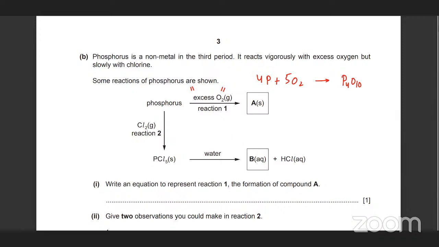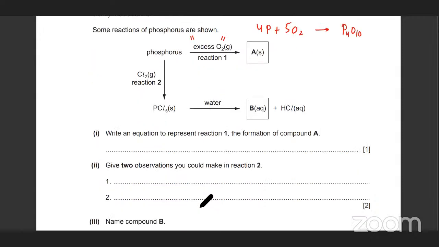Give 2 observations you could make in reaction number 2, this one. So what are the 2 observations? White solid. One of them is a white solid. PCl5, remember, is a white solid. It's very unstable and very reactive as well. What's the second observation? Well, what could be the chlorine observation? The greenish yellow color of chlorine would disappear. That's another one.